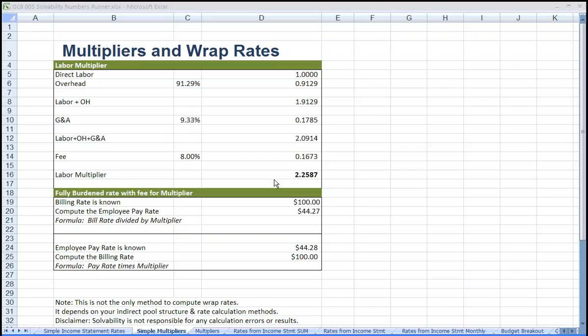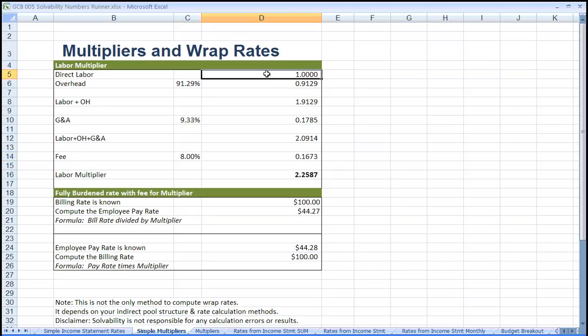Multipliers and wrap rates. Here's how we use indirect rates to come up with a multiplier and use that multiplier for pricing. Let's assume that we know the indirect rates we want to use for pricing, meaning we know the percentages we want to use for overhead, G&A, and profit. Here's how we calculate the billing rate, also called the fully burdened labor rate with fee.